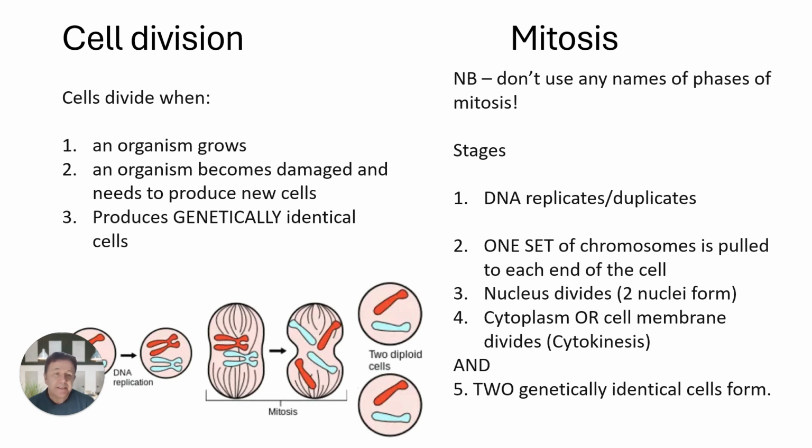So the first thing is DNA replicates. Then secondly, one set of chromosomes is pulled to each end of the cell. The nucleus divides, so 2 nuclei form, and the cytoplasm or cell membranes divide, and that is known as cytokinesis. And 2 genetically identical cells form.